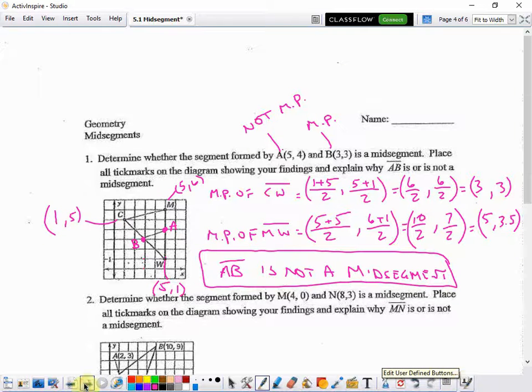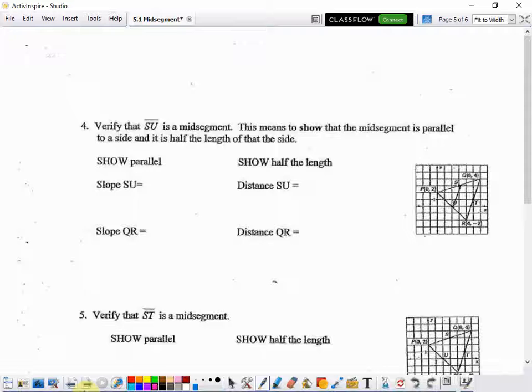Okay, we're going to go on to number 4, which is on the back page here. Verify that SU is a midsegment. So I want to show that SU is a midsegment. In order to show it's a midsegment, we're going to do this in a different way. We are going to show that it's parallel to QR, and then we're going to show that it's half the length of QR.